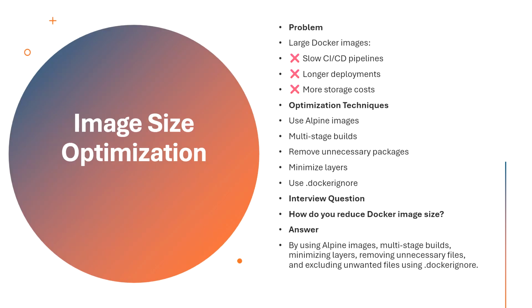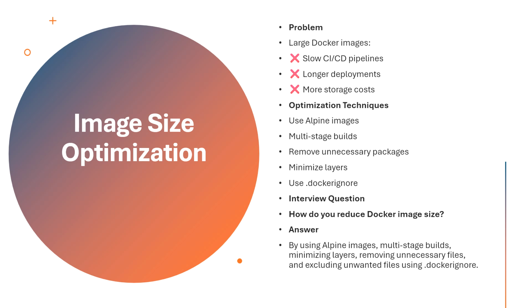What is image size optimization? Earlier we discussed Alpine. This is quite similar. Why do organizations care about image size? Large Docker images create several problems. They slow down CI/CD pipelines, which leads to an increase in deployment timings. More storage is consumed, so this is a cost. It is not cost effective because they also increase network transfer cost. Hence, we optimize the Docker images.